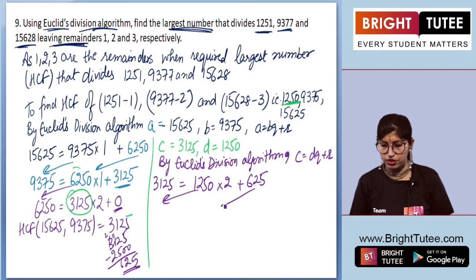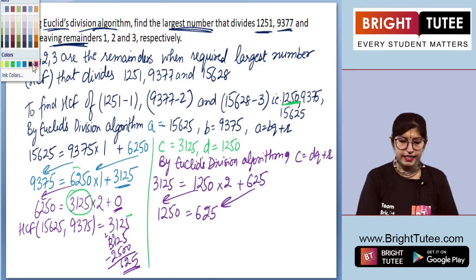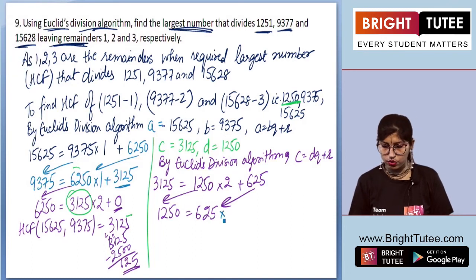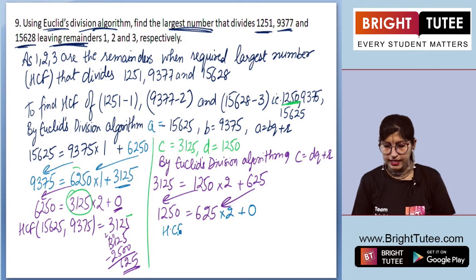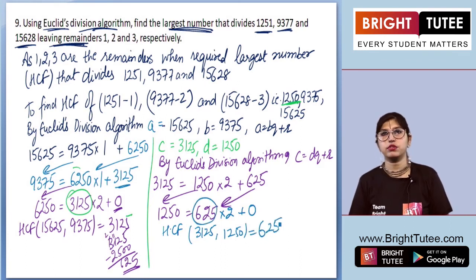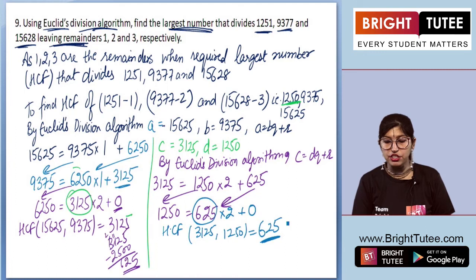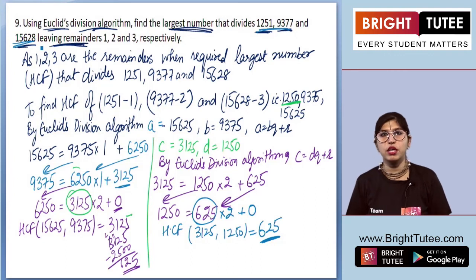So what do we do next? We shift, so 1250 equals 625 times something. Once we multiply 625 by 2, we get 1250 exactly. That means the remainder is 0, which means the HCF of 3125 and 1250 is 625. So 625 is the HCF, the largest number that divides these three numbers and leaves remainders 1, 2 and 3 respectively.